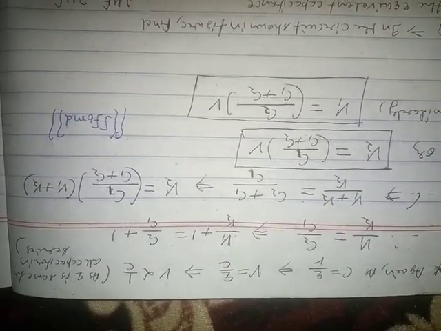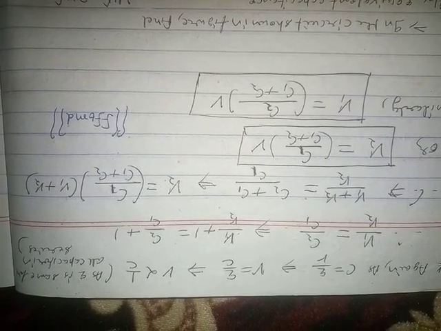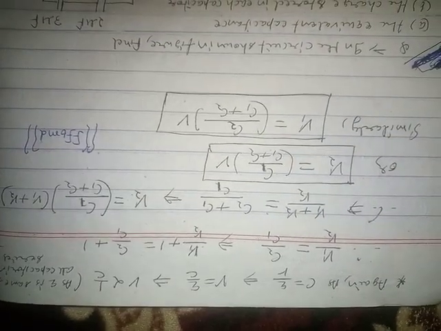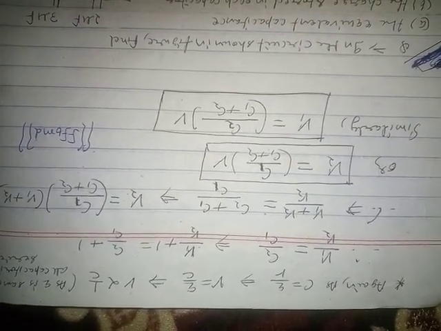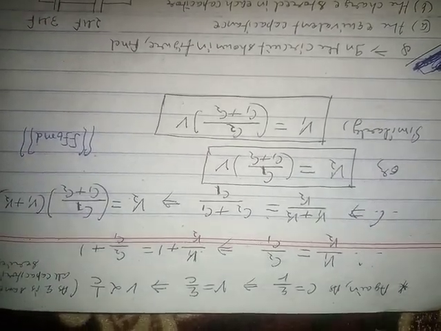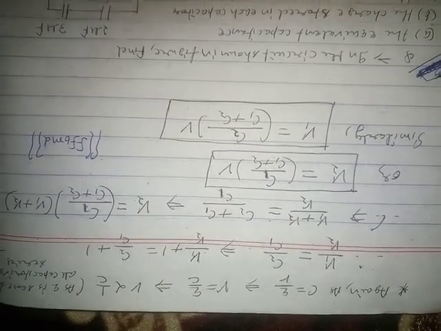This implies V2 equals C1 by C1 plus C2 into V1 plus V2, or V2 equals C1 by C1 plus C2 into V. Similarly, we can calculate V1 equals C2 by C1 plus C2 into V.